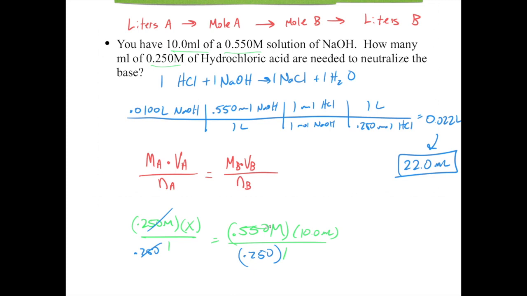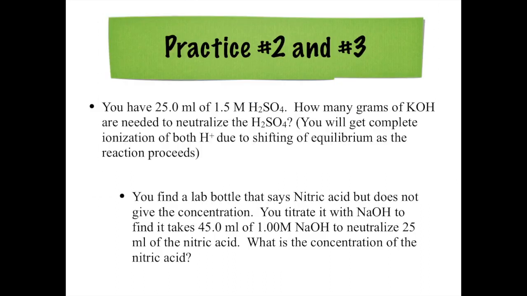So you have two options. You can do the way in blue, which I showed you using traditional stoichiometry, or in red, you can use Mr. Calmey's patented solve for the missing variable method. So let's finish up with a few practice problems here.